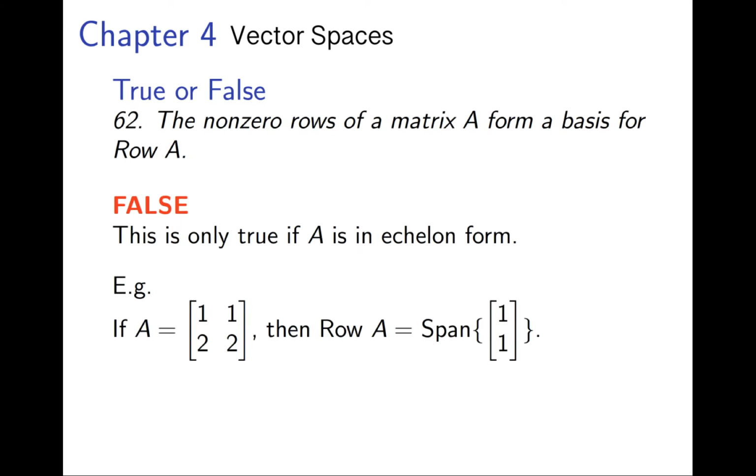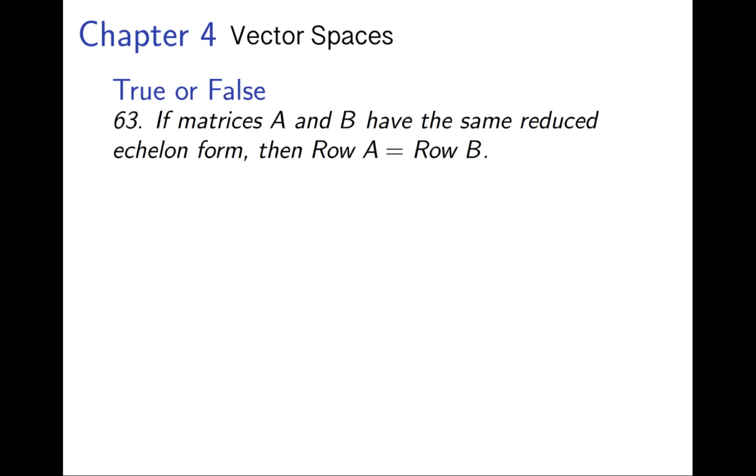So the way you'd find a basis for the row space of A is reduce A into echelon form, and then those rows form a basis for row A. Those non-zero rows do. All right, now we'll see 63.